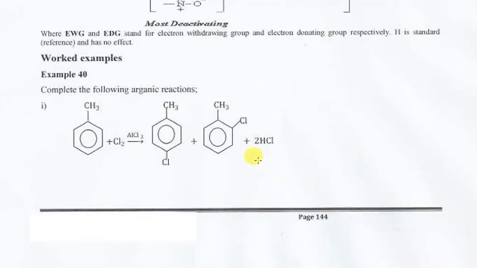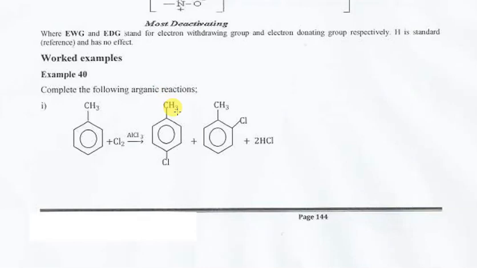Now let's see the worked example. The reactions are those. You see, complete the organic reaction. For example, what is this? It is methyl benzene. Methyl benzene or toluene reacts with chlorine in the presence of aluminium chloride, our catalyst. So we are doing a halogenation reaction. This is the halogenation reaction of toluene or methyl benzene. But in this reaction, the major product will be this one, because this group is small.